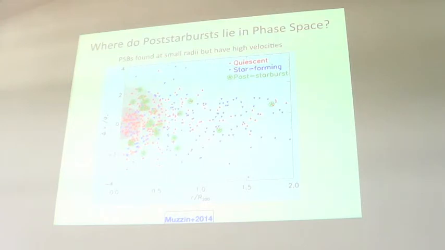So this is a plot of velocity versus radius for all 10 clusters in our sample. And we've broken it down again by type. What you see on this plot in green is where the post-starburst galaxies lie. They're found, you can see, at small radii on the left on the x-axis, but they've got pretty high velocities. They tend to avoid this central region. So small radii, high velocities.